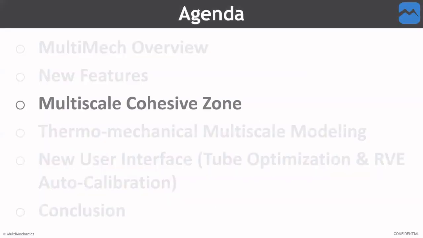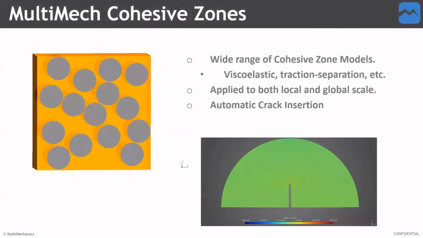Okay, so we'll go right into our first demonstration. And before we get into the multi-scale cohesive zones, I'll give a little background on MultiMech's cohesive zone capabilities currently. So we have a wide range of modeling cracks. We have the traditional laws, which are the traction separation governed by bilinear, exponential, etc. And we also have the ability to do rate-dependent cohesive zones. You can use things like a viscoelastic material to help govern how your crack initiates and propagates. They apply both at the local and global scale.